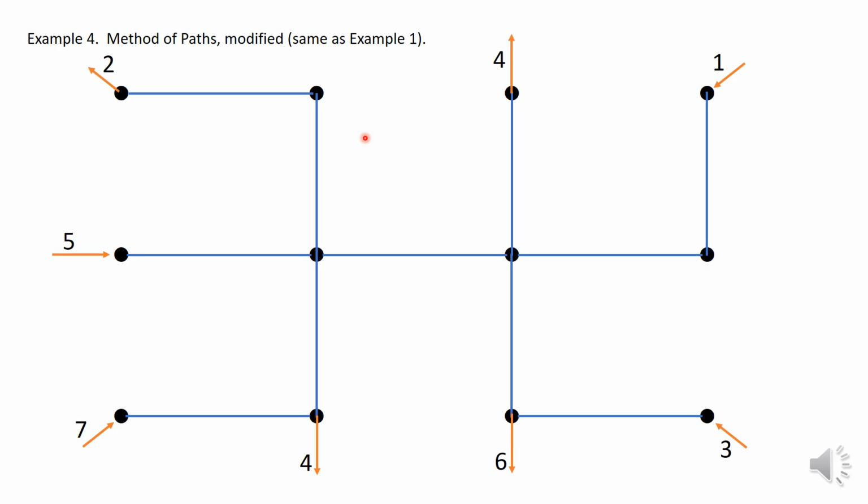Let's start off. So here I will look at these flows, the 5 and the 7. This gives me 12. I have 12 entering. I want to match that with an equal leaving. Okay, I have this 4 and this 6 and this 2 add up to 12. So I'll balance the 5 and the 7 with this 6 and this 4 and this 2.